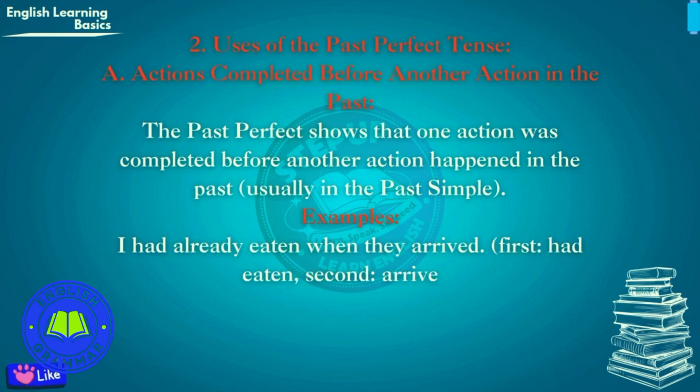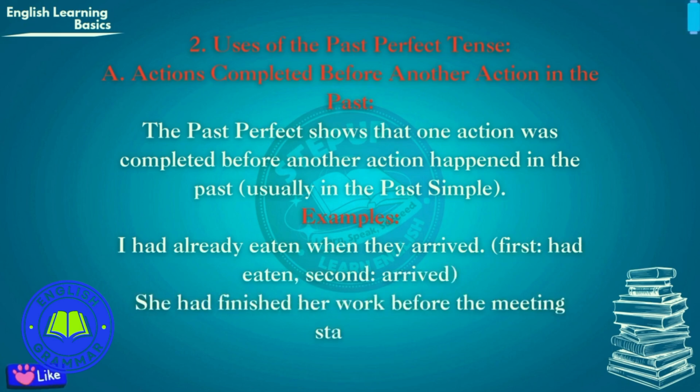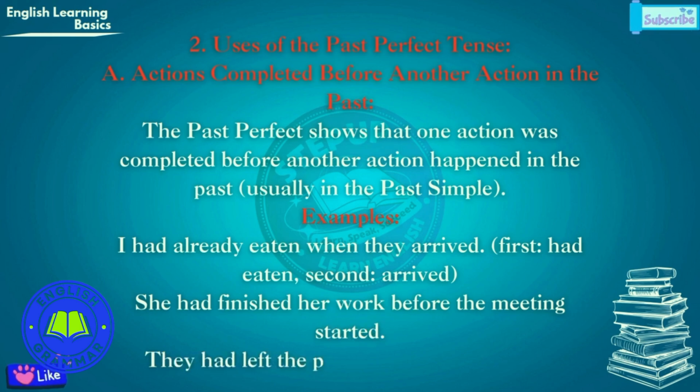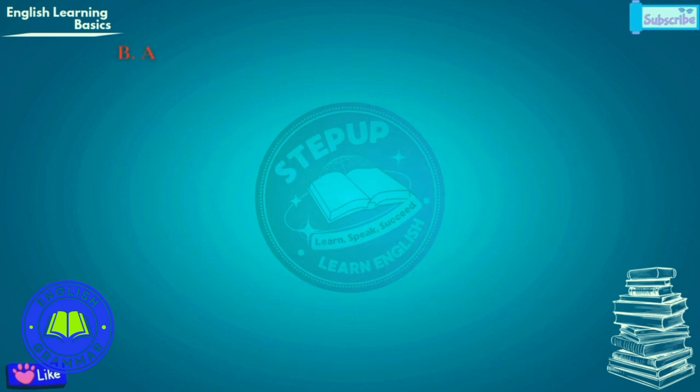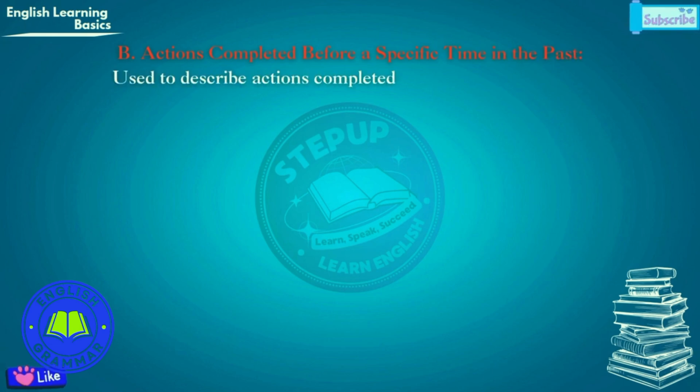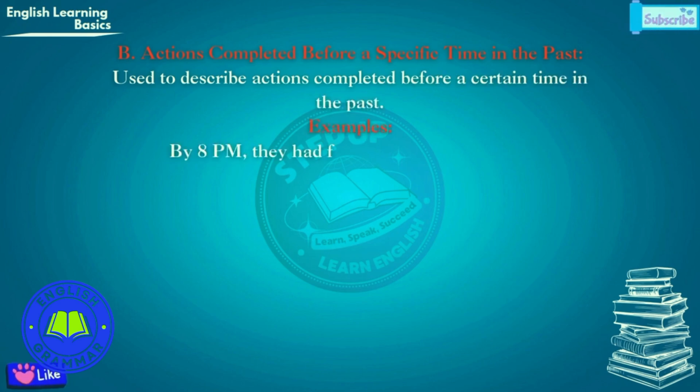First, had eaten. Second, arrived. She had finished her work before the meeting started. They had left the party before we got there. B. Actions completed before a specific time in the past. Used to describe actions completed before a certain time in the past. Examples: By 8 p.m., they had finished the presentation. We had already packed our bags before the flight.